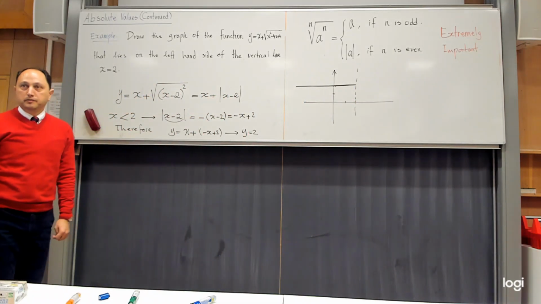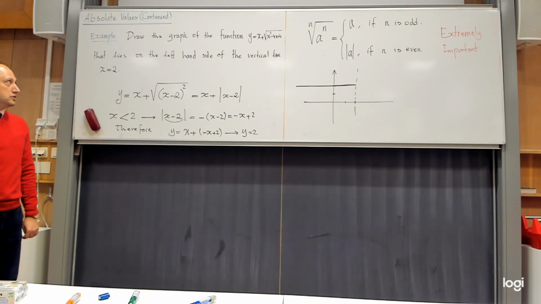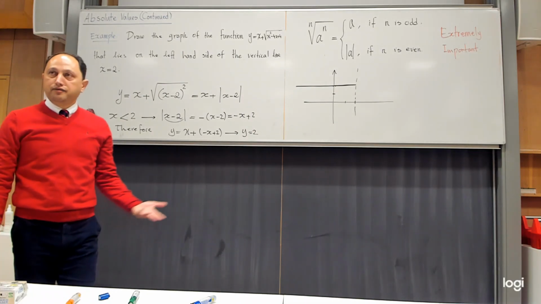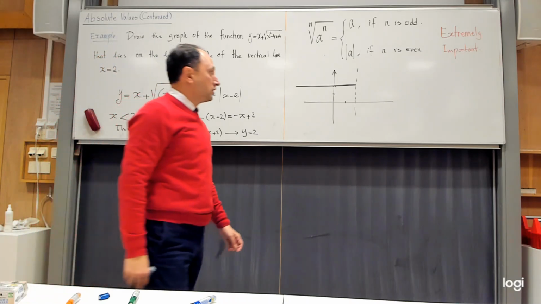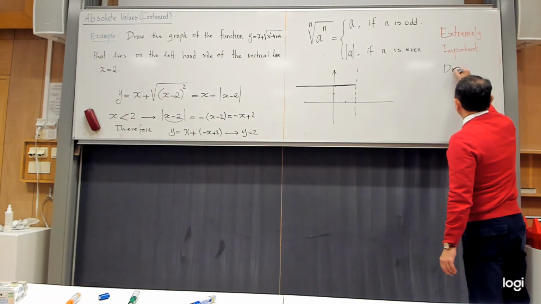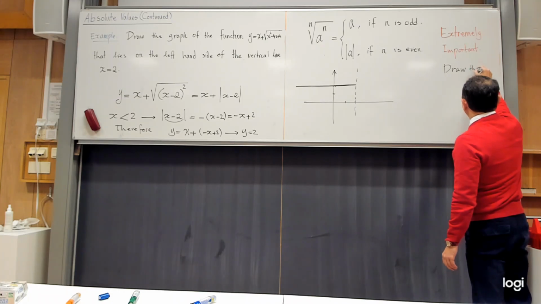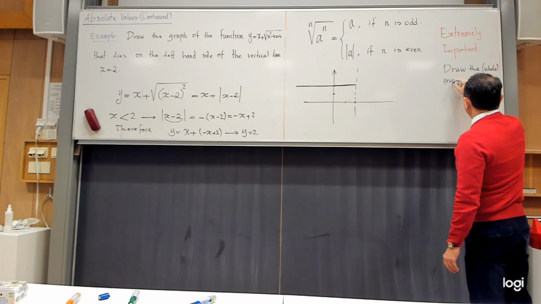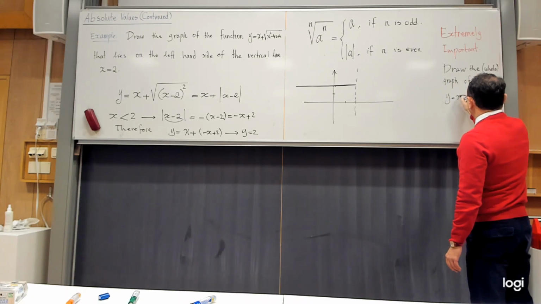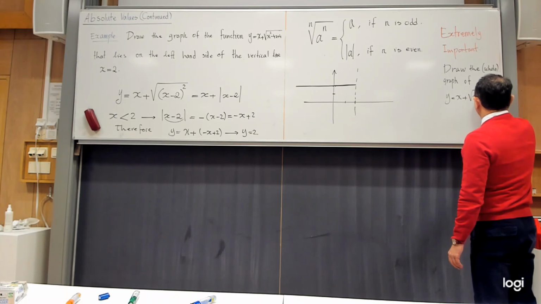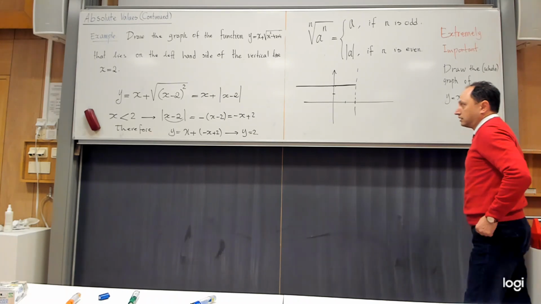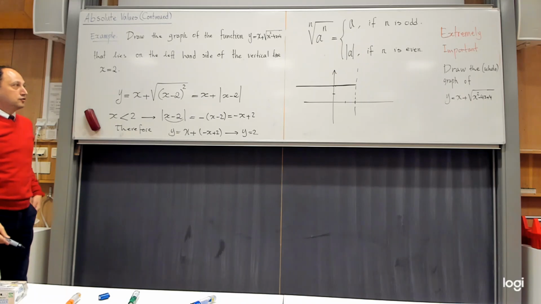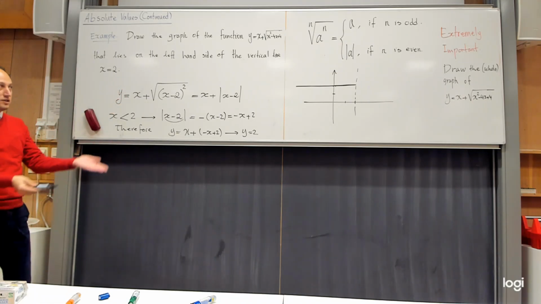So this is very simple. Now, let me just ask you one more question. Instead of asking you to draw the graph on the left-hand side, let me ask you to draw the graph without any limitations. Okay? So draw the whole graph. Okay, without mentioning these sentences. Of course, we did one part of it, yes? On the left-hand side, the graph is this one.